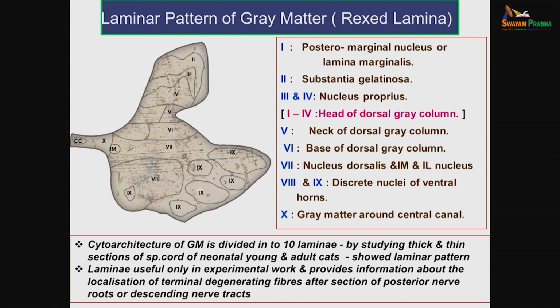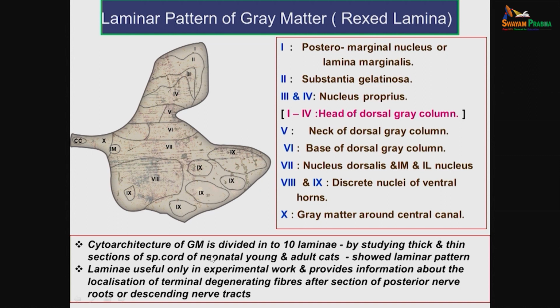which showed the laminar pattern. Please understand this is useful only in experimental work, and also it provides information about the localization of various terminal degenerating fibers after the section of a posterior nerve root or a descending nerve tract is done. So this is the application of knowing the laminar pattern. So you can just look at the picture that 1 to 10 lamina are labeled.